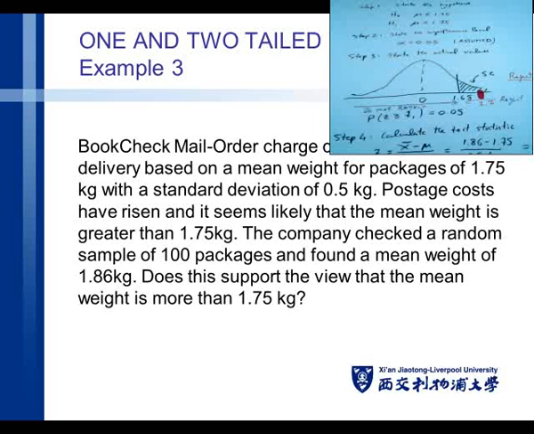And then step 7 is put your conclusion into English. So the evidence from the sample does not support the view that the mean weight of packages is 1.75 kilograms. Instead, it supports the alternative hypothesis that the mean weight is more than 1.75 kilograms. So when we reject, we can say that it is more than 1.75. If we do not reject, we could say, well, it is consistent with being less than 1.75, but we don't know. Okay? We don't know exactly how much it is.